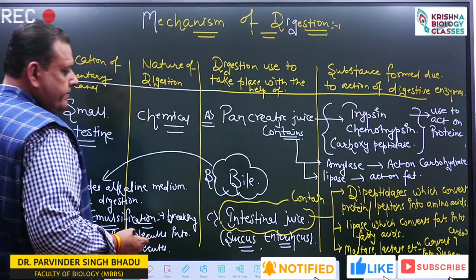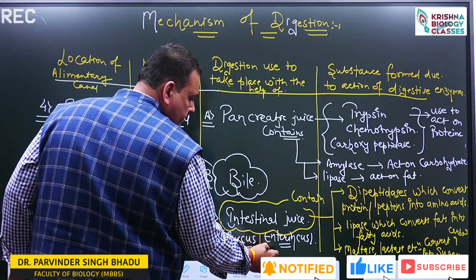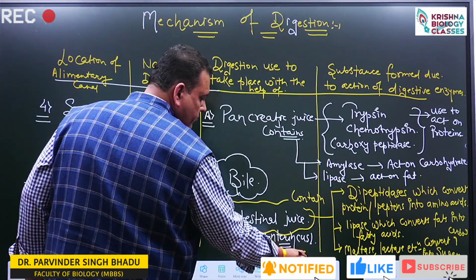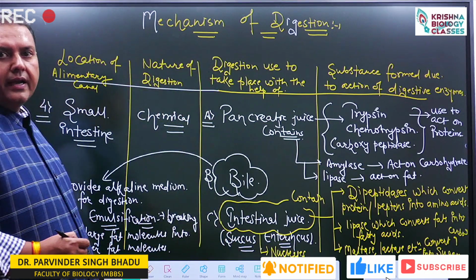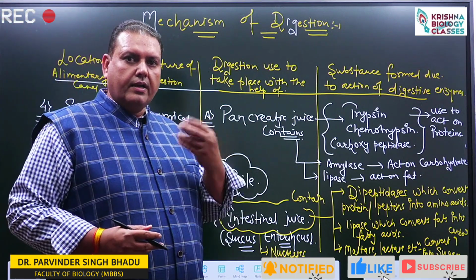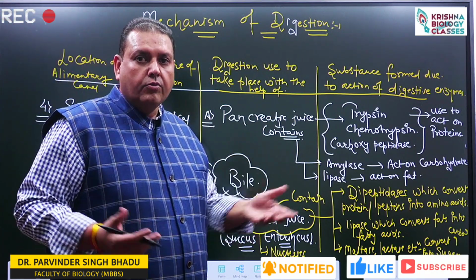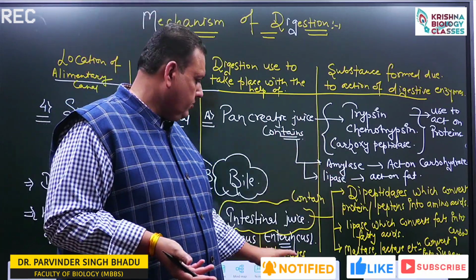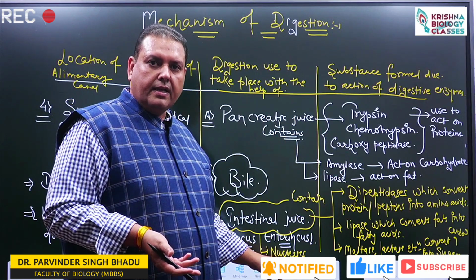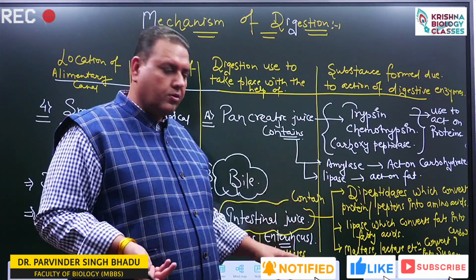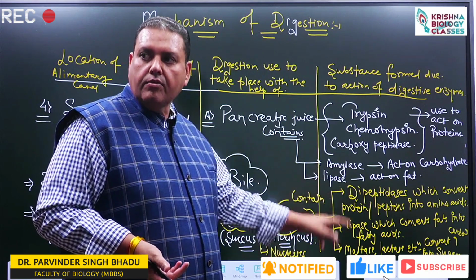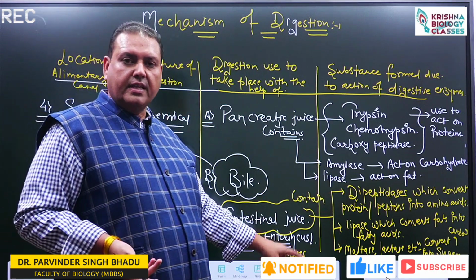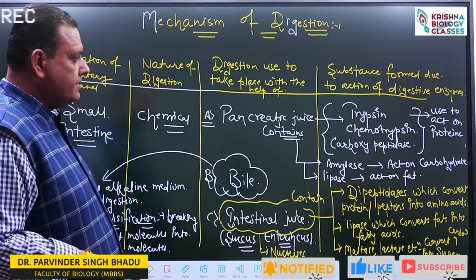This intestinal juice also contains nucleases, which used to digest the nucleic acids. So do we eat nucleic acids? We eat either plants or animals. In the plant cell also, nucleic acid is present in the form of DNA, and in animal cells it is also present. So this nucleic acid also gets digested with the help of the nucleases enzymes present inside the intestinal juice.